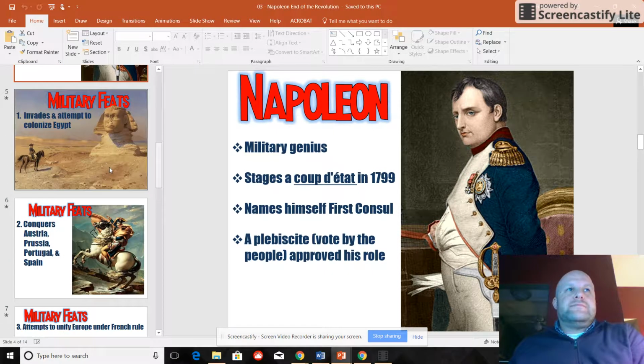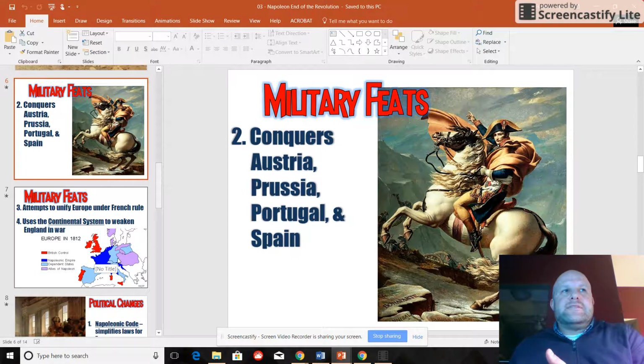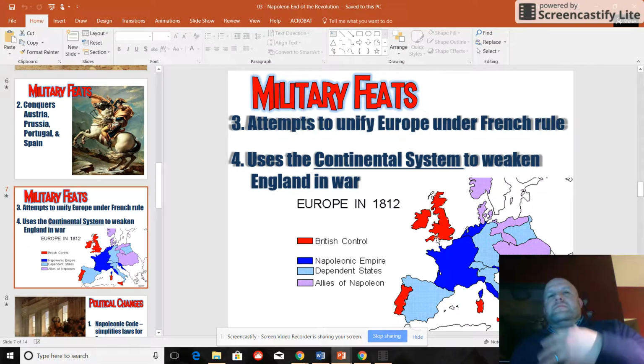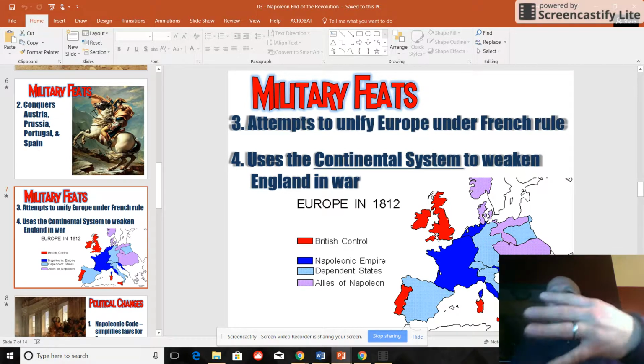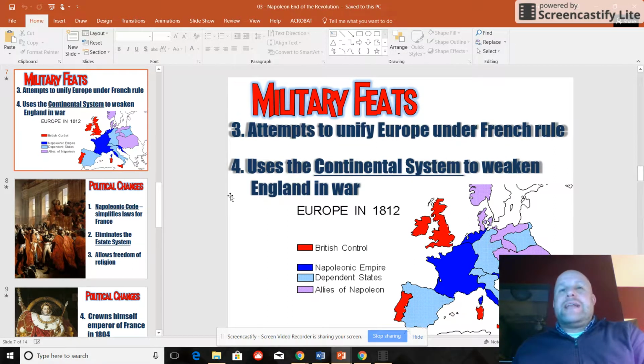So this sets the stage for what he did, which eventually conquers Austria, Prussia, Portugal, and Spain, and attempts to unify Europe under French rule. There was a problem. One of the major issues was getting Great Britain under control, and that was not going to be easy. And in fact, the continental system was attempted to weaken England, and it didn't work.